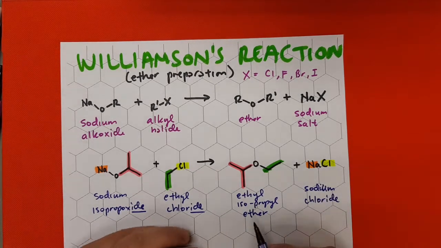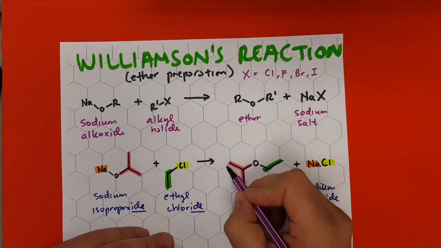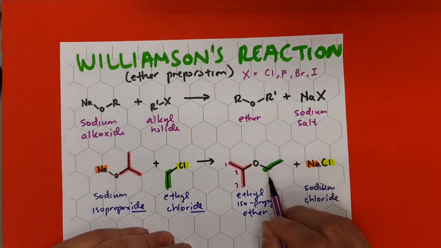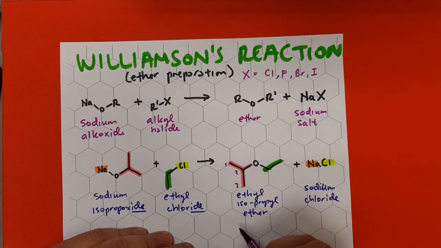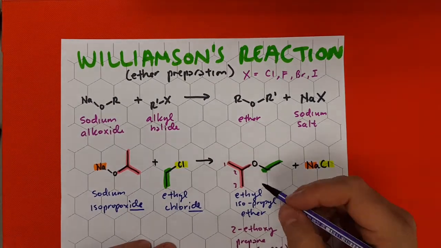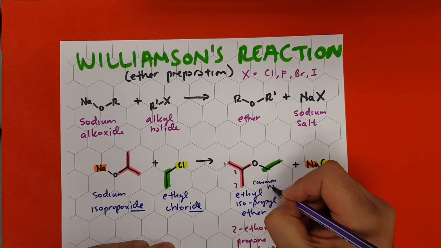chloride. Now, if we use IUPAC name for this ether, we look for the longest chain, 1, 2, 3, 1, 2, so it's this side, and this is 2-ethoxypropane. This is IUPAC, and the top is a common name. A common name, okay?